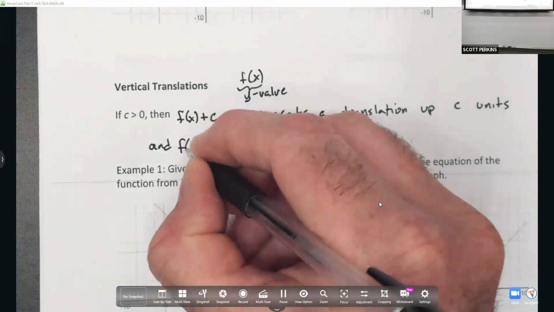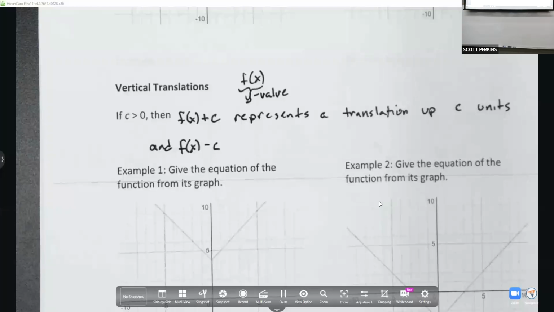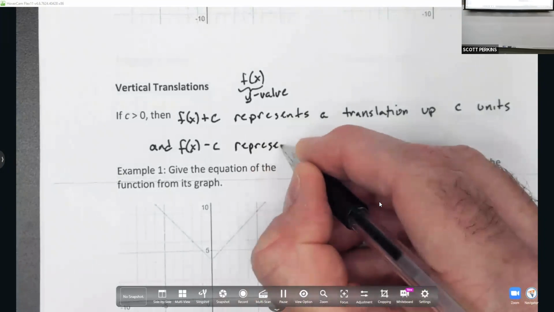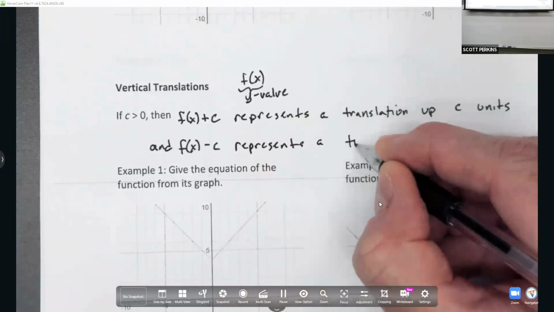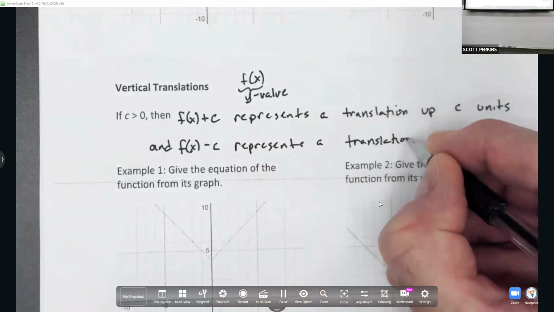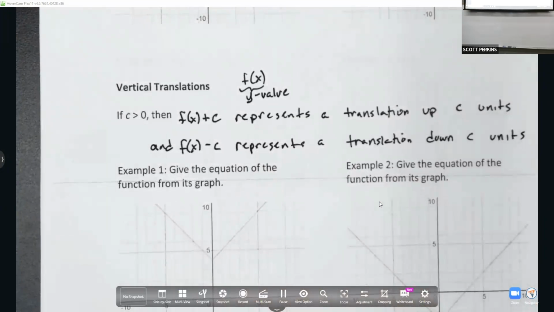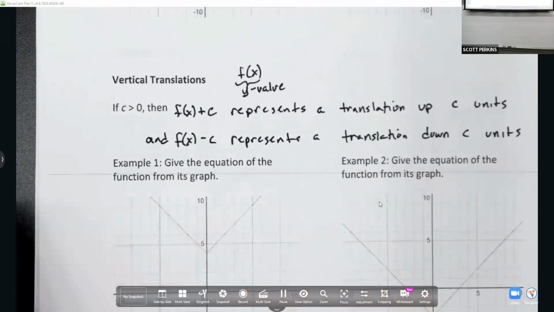Same thing, f of x minus c. Well, what do you think is going to happen when I take all the y values and subtract a number from them? What's going to happen to the graph? All the y values are going to get smaller, meaning the graph is going to go down. So f of x minus c represents a translation down c units. So far, so good. We're going to do a whole bunch of little examples here.